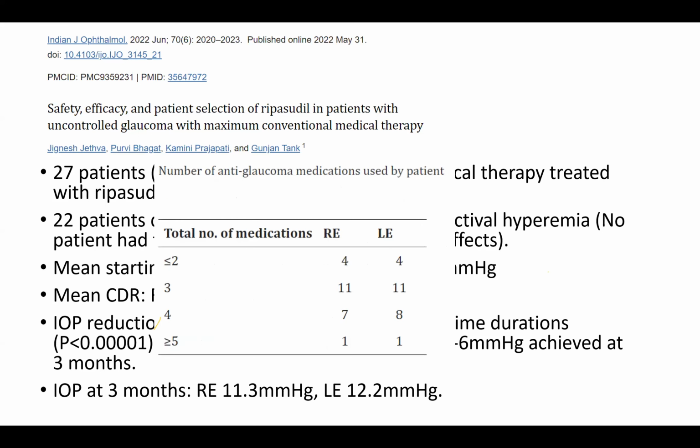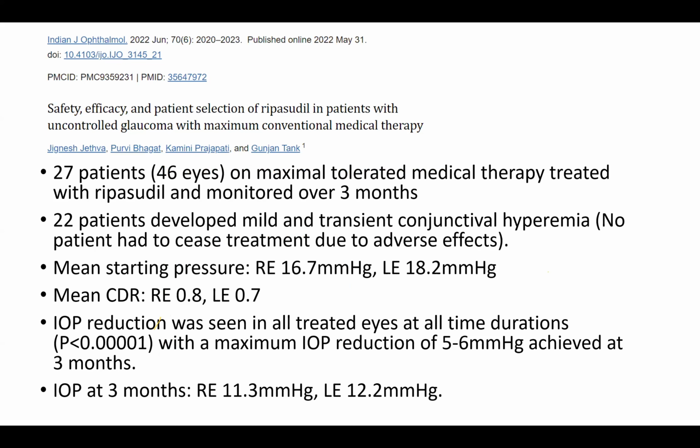If we look at the number of medications that these patients were on, most of them were on 3 or more medications. So this is what the definition of maximal medical therapy was in this study. In this study, 22 of the 27 patients developed mild and transient conjunctival hyperemia, but none of them had to cease treatment due to the adverse effects. The mean starting pressures were 16 and 18, and mean cup disc ratios were 0.8 and 0.7 in the right and left eyes.